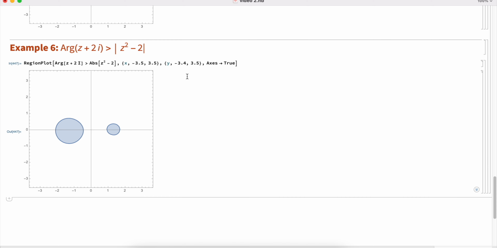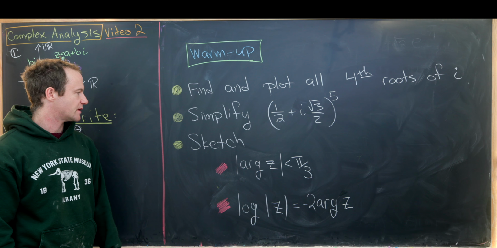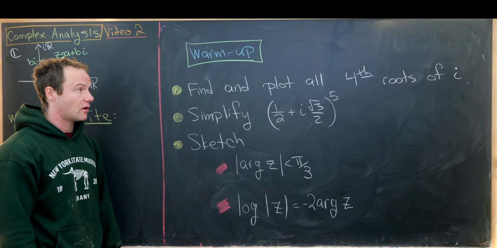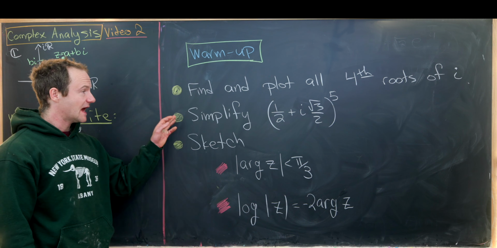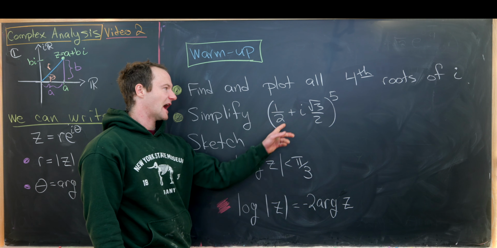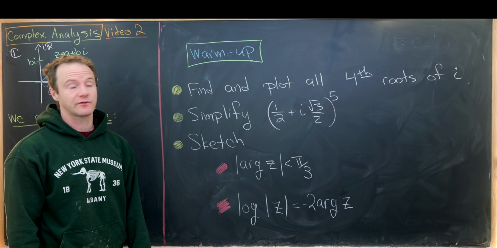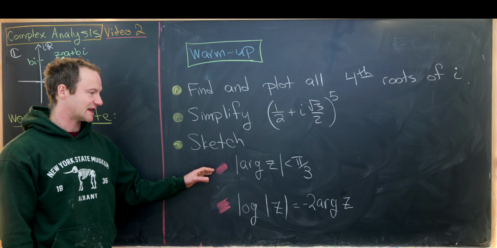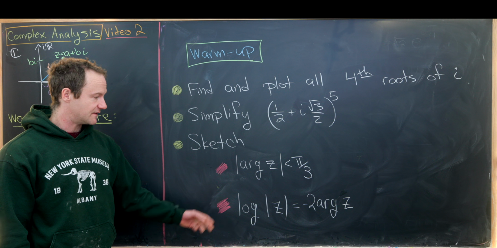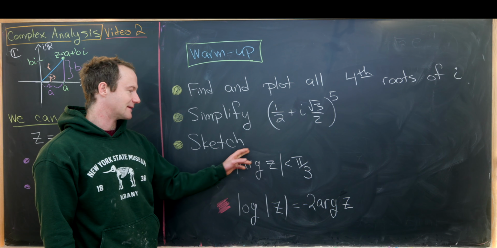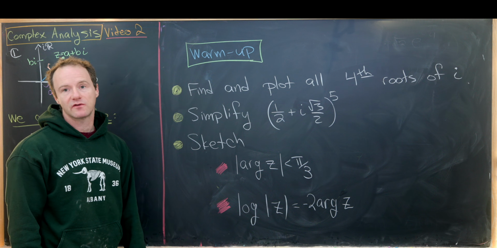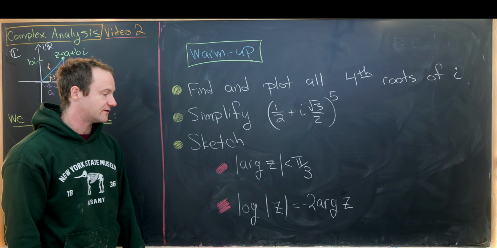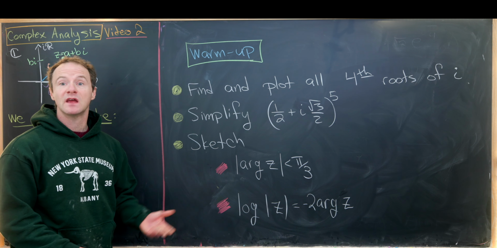And I'll leave you with some warm-up problems. I'll leave you with 3 warm-up problems. The first of which is to find and plot all fourth roots of i. Next, simplify this expression: one half plus i times the square root of 3 over 2, all to the 5th power. And then finally, sketch the points satisfying this inequality and this equation. We have the absolute value of the argument of z is less than pi over 3. And then here we have the log of the modulus of z is minus 2 times the argument of z. And that's a good place to stop.